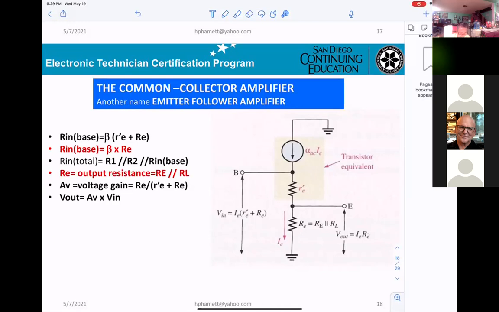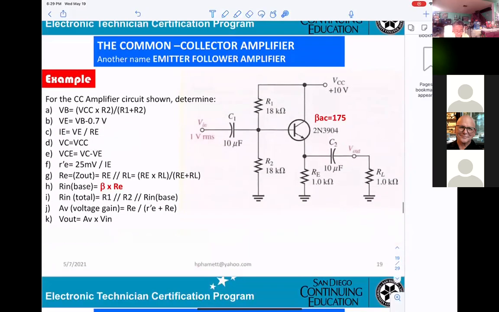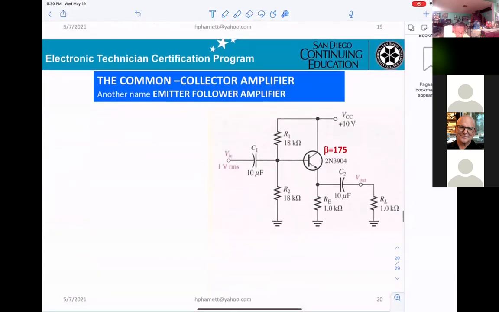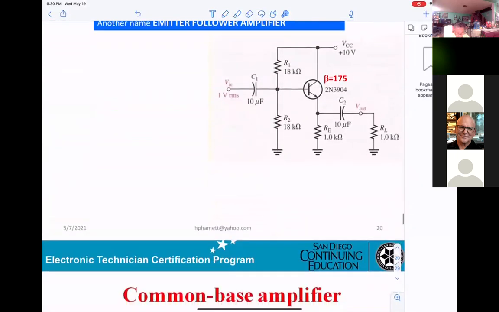R in total will be R1 parallel with R2 and parallel with R in base. Okay. For the output, that means output impedance, it will be RE parallel with RL. AV voltage gain equals. Okay. And that's the exercise for you to do. Okay. And that covers the common collector here.